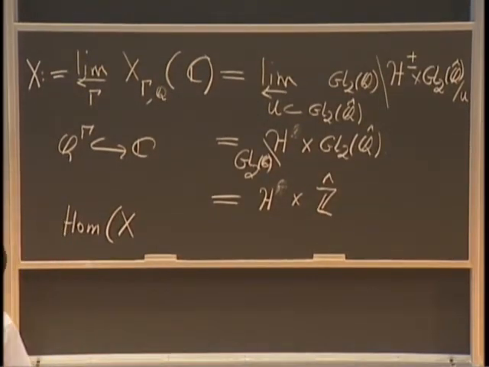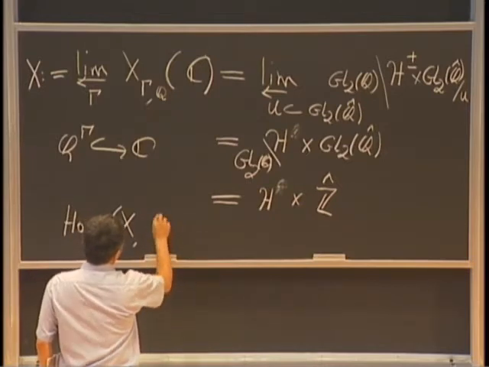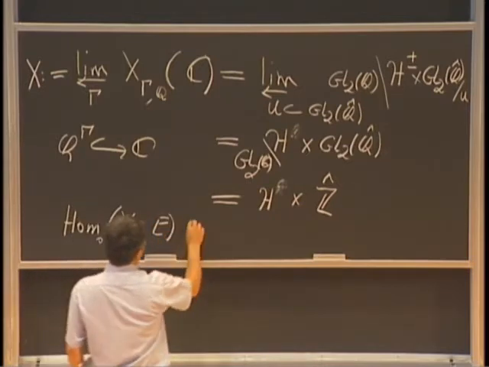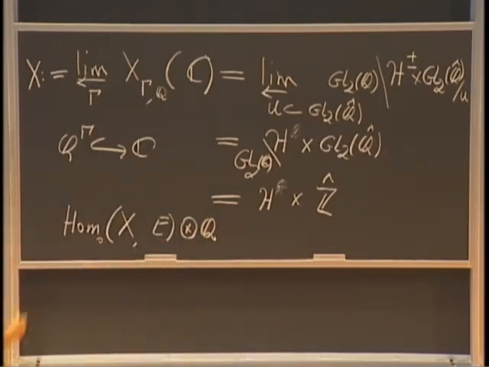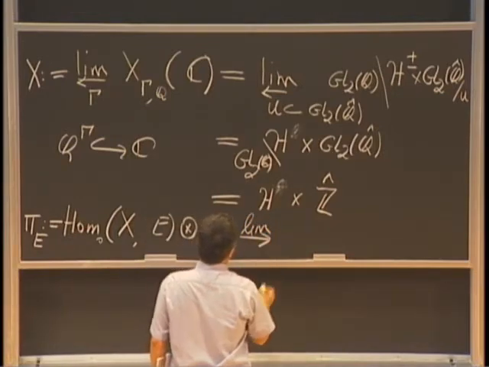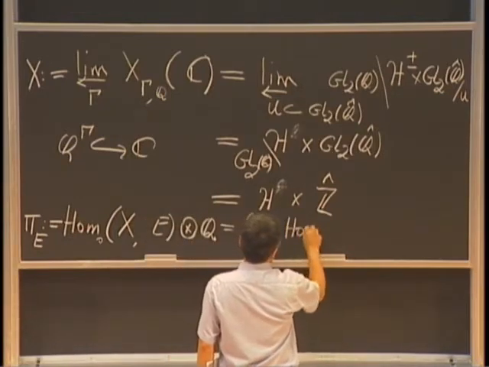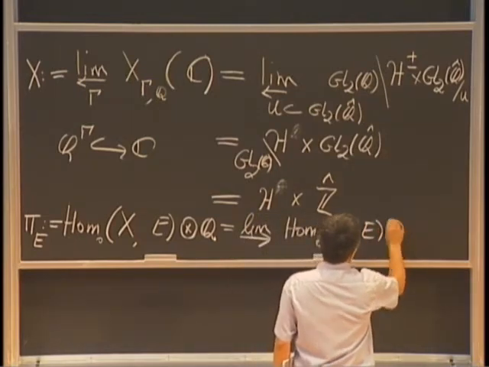So I can see this morphism to E, and somehow I tensor Q here. I give it a name, called pi E, or just pi. So this is a direct limit of the homomorphisms from X gamma to E tensor Q.